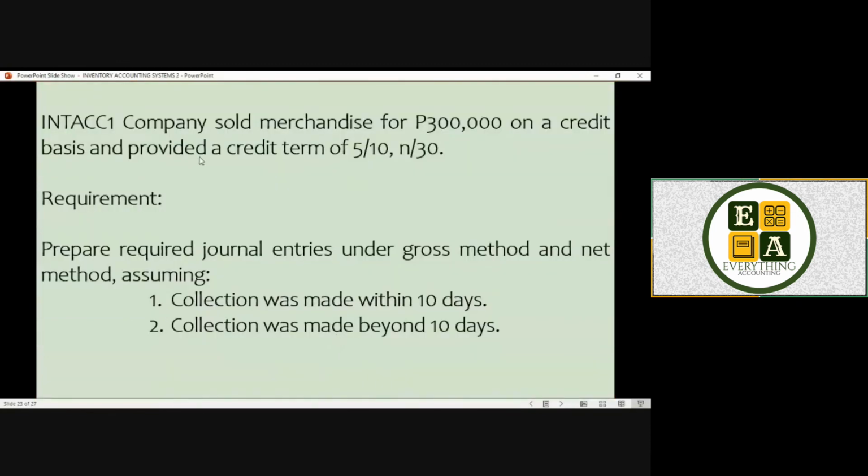Let's have an example. Intakwan Company sold merchandise for 300,000 on a credit basis and provided a credit term of 5, 10, and 30. We sold, and the selling price is 300,000 on a credit basis, so we extended credit. Then for the credit term, the customer can avail of a 5% cash discount if he pays within 10 days, but no discount starting on the 11th day up to the 30th day. The requirement is the journal entries under the gross and net method, assuming number 1, collection was made within 10 days. Number 2, collection was made beyond 10 days.